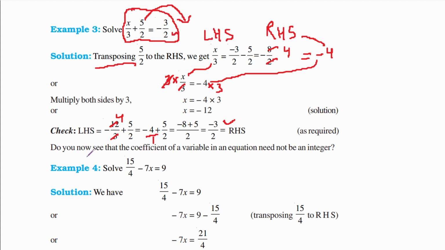Now it says, do you now see that the coefficient of a variable? So what is the coefficient of a variable? Whatever constant we have with a variable is the coefficient of that variable. So here we have x over 3, so the coefficient of x in this case is 1 over 3. Or take an example, 5x over 6. The coefficient of variable x here would be 5/6 because it is getting multiplied with it. So it need not be an integer as it used to be in our previous classes. So the coefficient of a variable can also be a rational number.